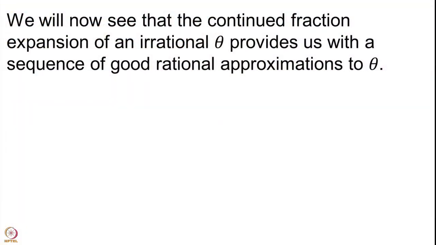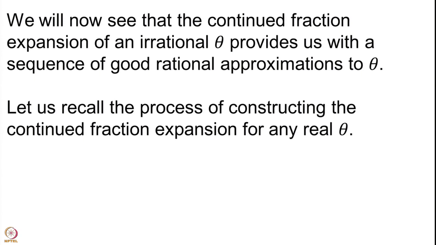So, this is a dichotomy between rational numbers and irrational numbers, and we will soon come to our continued fractions. So, we will now see that if your theta is irrational and we take the continued fraction expansion for theta, then it gives a sequence of good rational approximations for theta. But I have not told you how to construct this continued fraction expansion. I have not told you how to naturally construct this expansion. So, we are going to do that now.